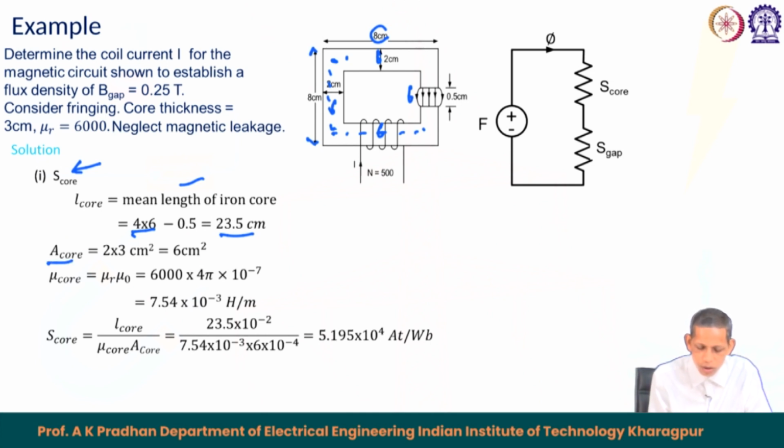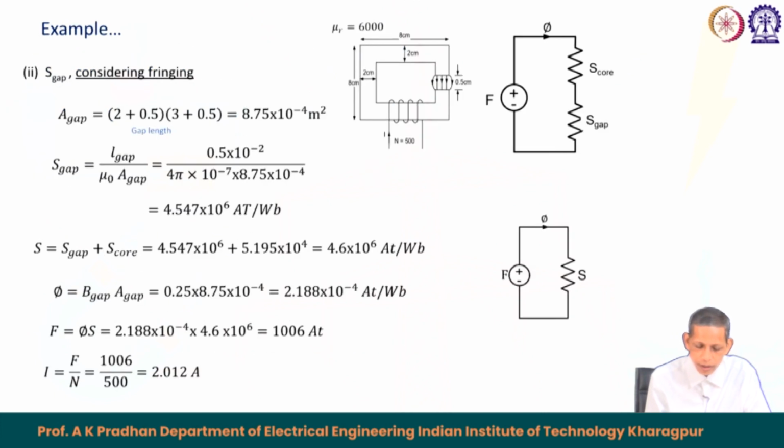The area of the core is 2 into 3 centimeter square, as depth is 3 centimeter. So, this is 6 centimeter square. Mu of the core is mu r into mu naught, and mu r is given as 6000, so that becomes 7.54 into 10 to the power minus 3. Therefore, S is L upon mu into A, and this gives us 5.194 into 10 to the power 4 ampere turn per Weber. So, we find S core like that.